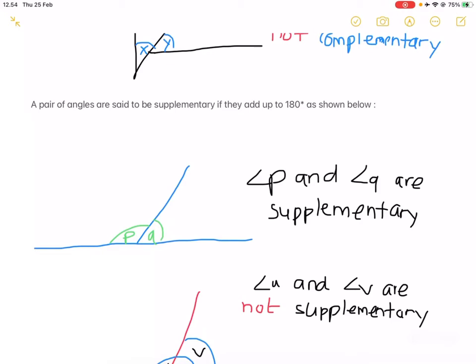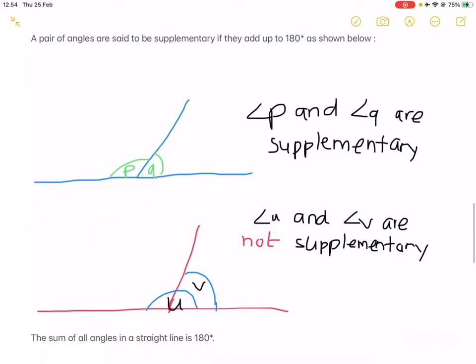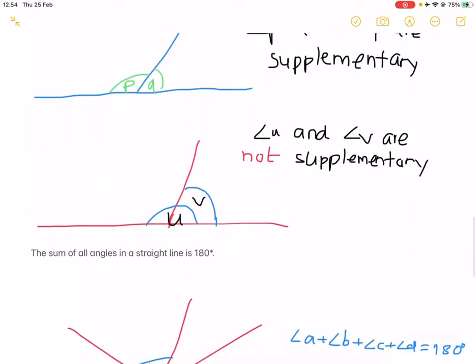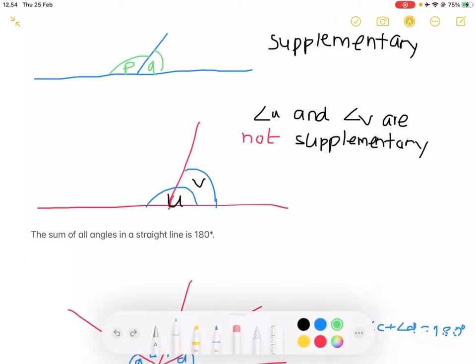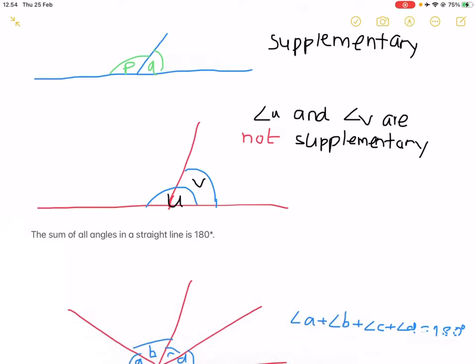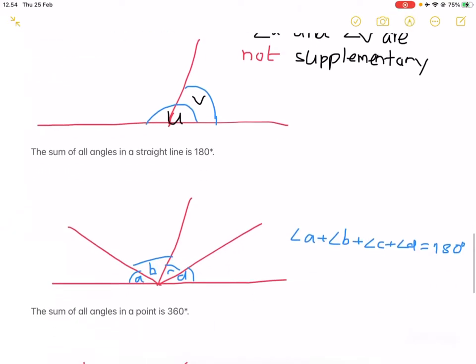Next is supplementary angles. A pair of angles are said to be supplementary if they add up to 180 degrees. An example is angle P and angle Q right here. And here's an incorrect example. Notice that angle V is a part of angle U. As you can see, angle U is intersecting with angle V. So in this case, if you add them up, it will not result in 180 degrees.